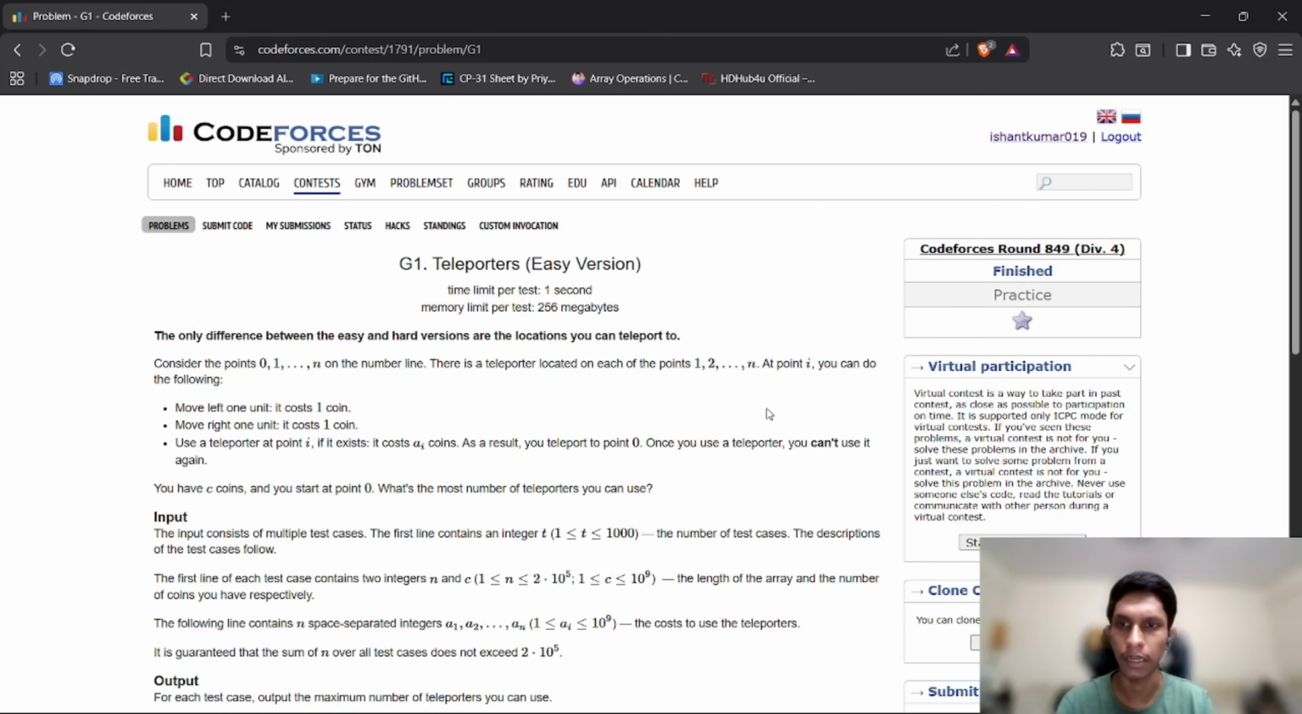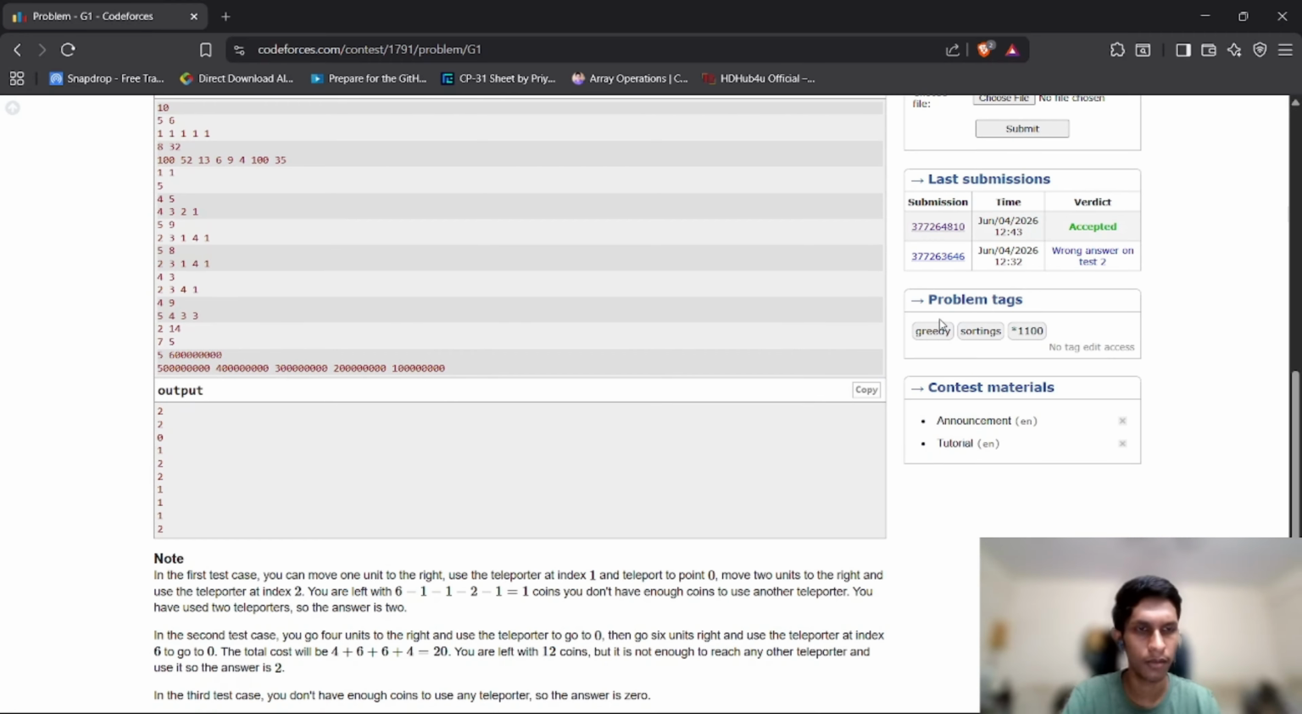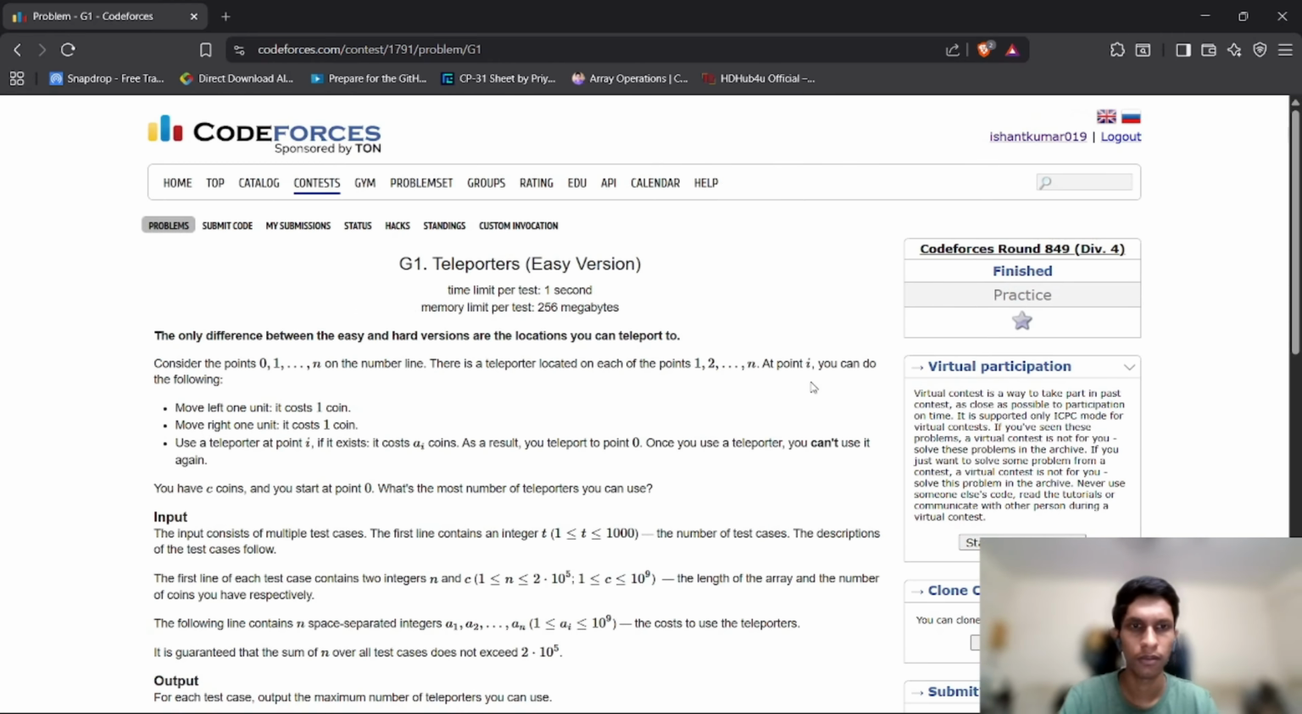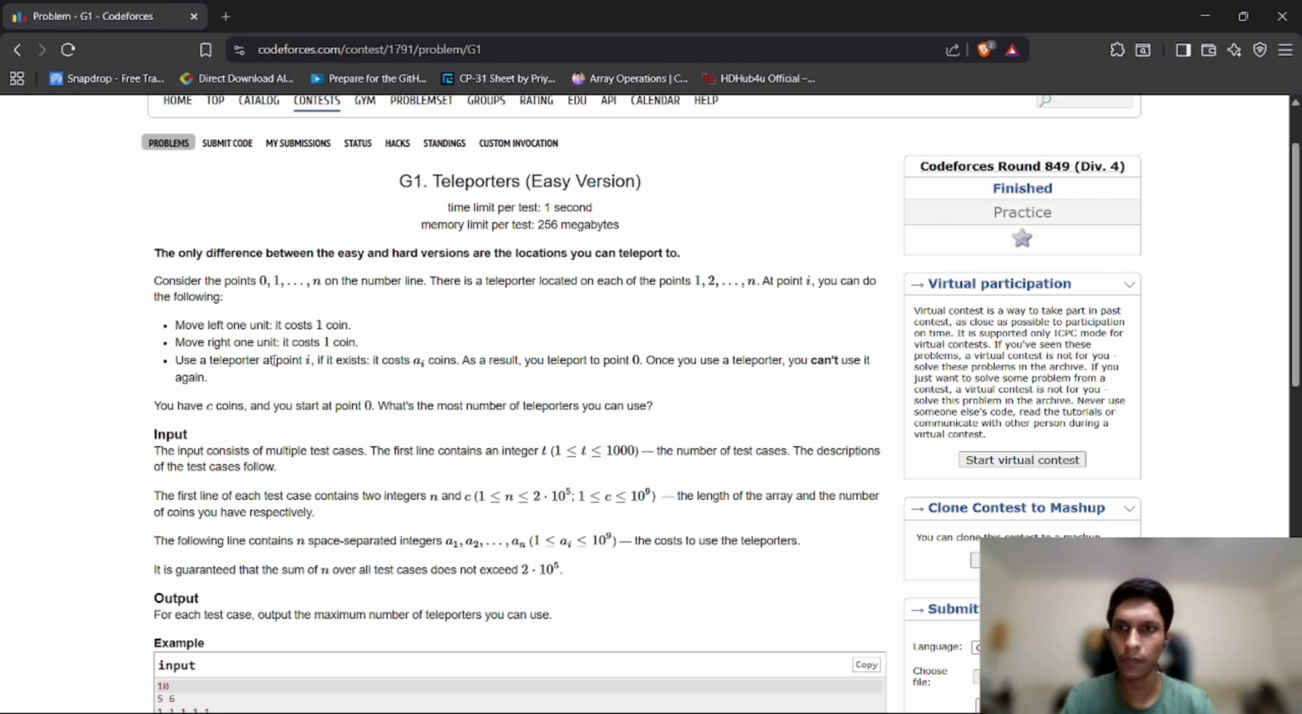So hello everyone, my name is Ishant Kumar and today we'll be solving this problem, teleporters. It is a greedy sorting problem, currently 1100 rated on Codeforces. So let's read the problem.